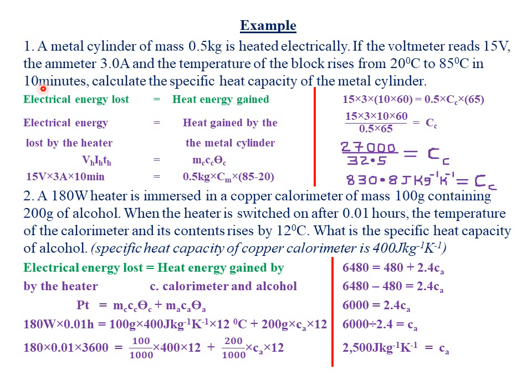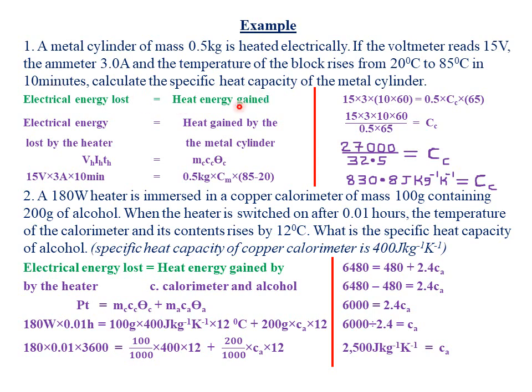Therefore, to find the work done or the electrical energy that was lost by the heater, we'll take VIT. So the voltage of the heater times the current of the heater times the time taken to heat that particular metal cylinder. This will be equal to the voltage we are given as 15 volts, then the current is 3 amperes, then of course the time is 10 minutes. It was heated in 10 minutes.